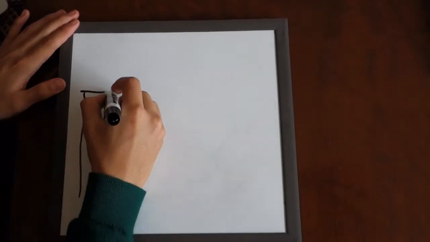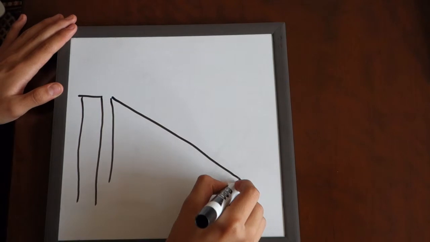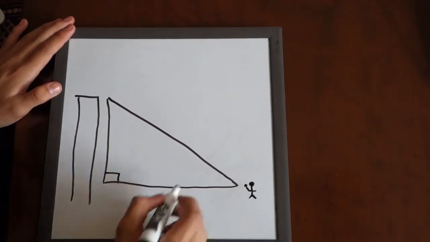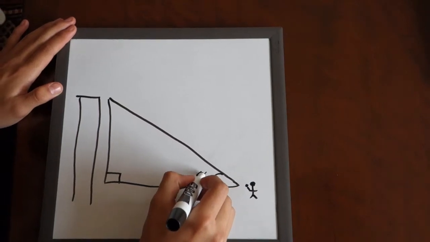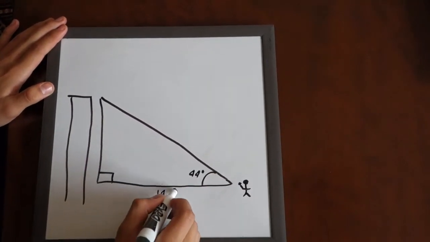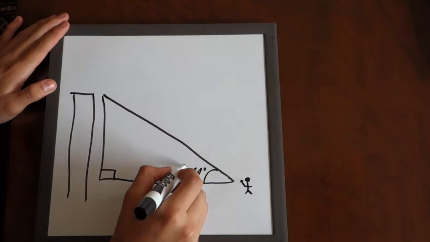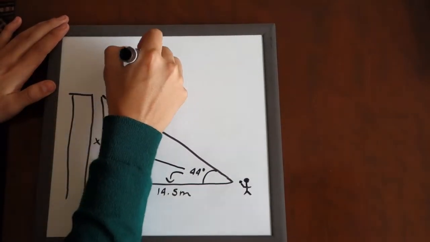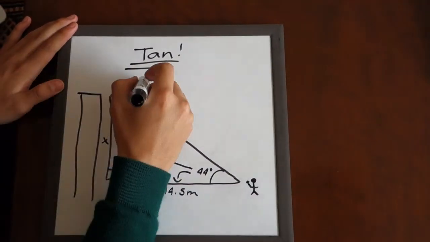On the left hand side we have the omega block. We're standing with a clinometer measuring the angle of elevation, which is 44 degrees. On the adjacent side we have 14.5 meters, which is the distance between us and the block. We need to find the opposite side, which is the height of it. So we're going to use tan.